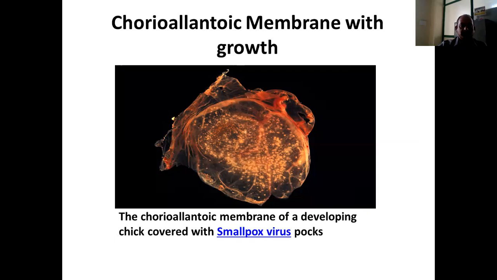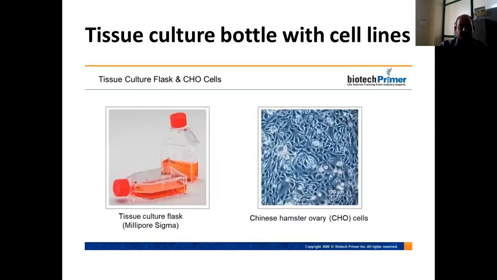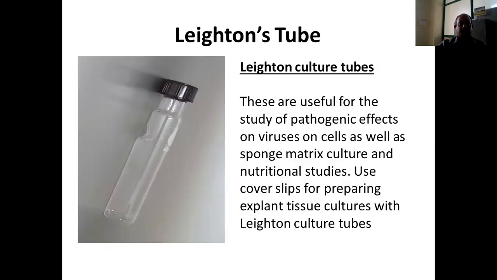Chorioallantoic membrane with growth. The picture shows the chorioallantoic membrane of a developing chick covered with smallpox virus. This is the tissue culture bottle with the cell lines, Chinese hamster ovary CHO cell lines. This is Leighton's tube, Leighton's culture tube. These are useful for the study of the pathogenic effect of virus on cells, as well as sponge matrix culture and nutritional studies. They use cover slips for preparing explant tissue cultures in the Leighton's culture tube.